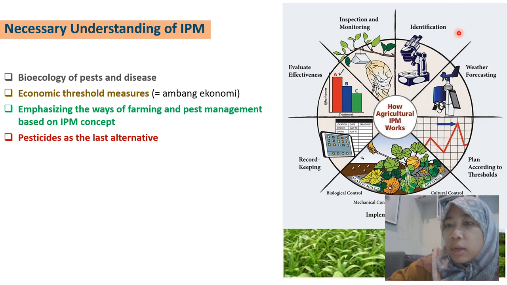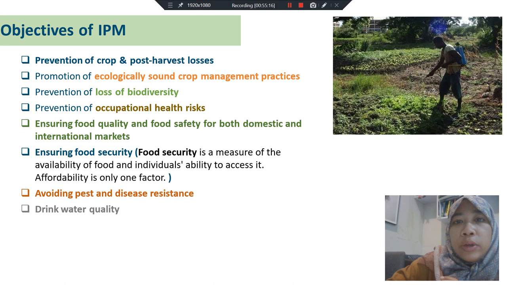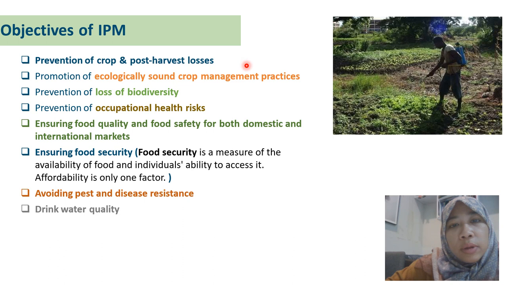So our pest management should be complete and successful. And this is the objective of integrated pest management. We prevent crop losses. We don't want crop failure, yeah?